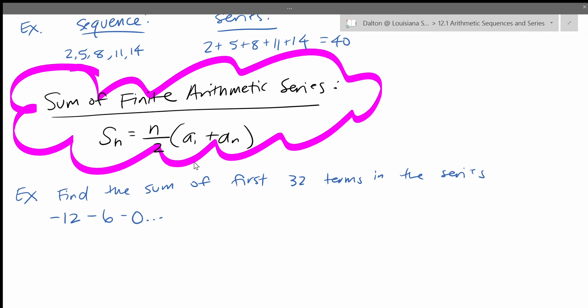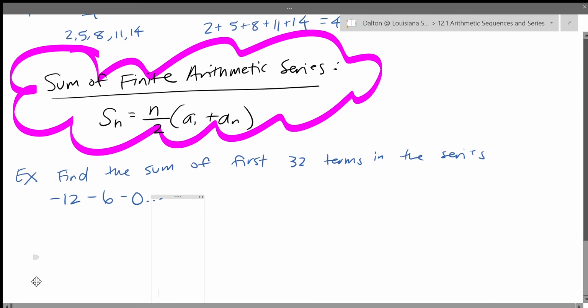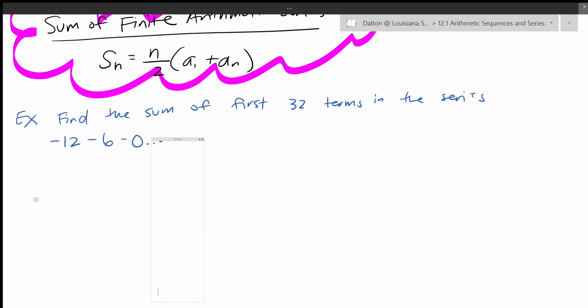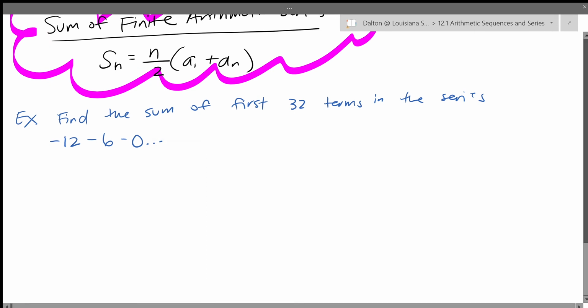So if I want to use this formula, let's fill in what I know. S sub n, in this case, n is 32. So S sub 32 would equal n over 2, so it would be 32 over 2, times A sub 1, so the first term in this series is negative 12, plus A sub n. A sub n in this case is 32.